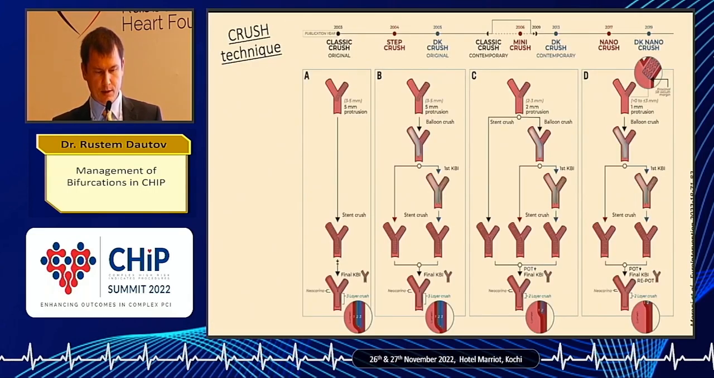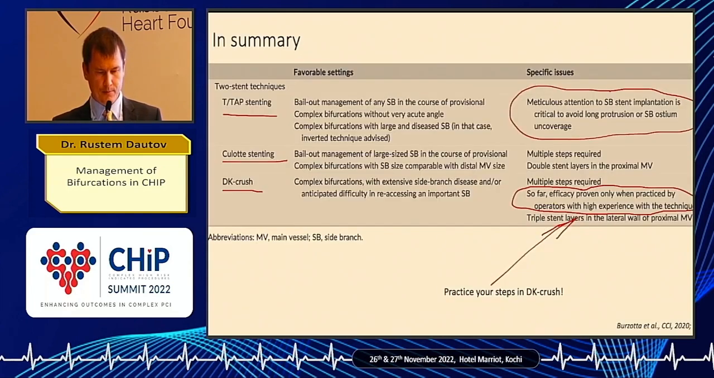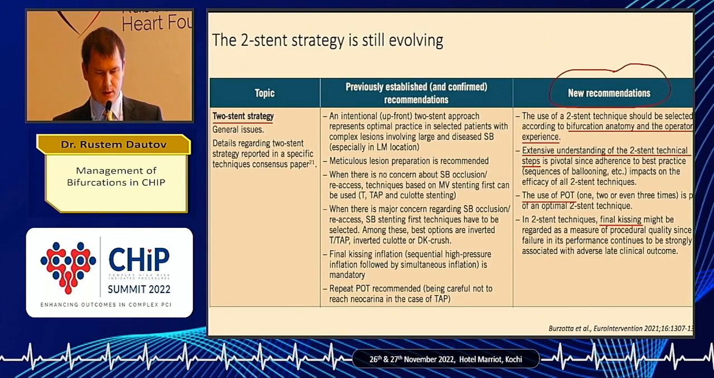DK crush evolved significantly since original Colombo publications a long time ago, and I will show DK crush in my case presentation later today. European Bifurcation Club is the organization that keeps moving forward, and you can see here in 2020 importance of the side branch ostium coverage, and about DK crush, and then 2021 new recommendations. All these papers are available. POT important, final kissing important, etc.